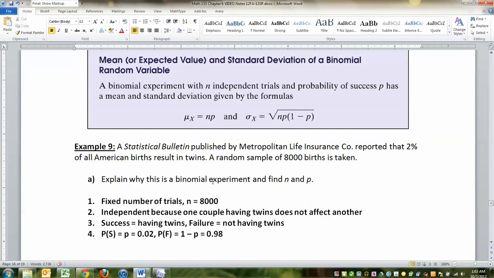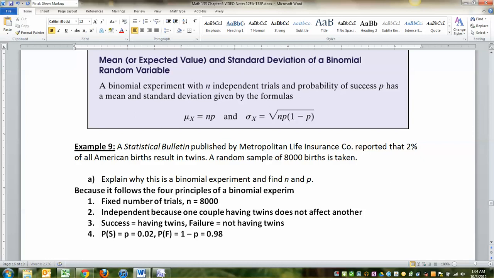That's awesome. So for example, a statistical bulletin published by Metropolitan Life Insurance Company reported that 2% of all American births result in twins. So you get a random sample of 8,000 births. First thing, explain why this is a binomial experiment. Because it follows the four principles of a binomial experiment.